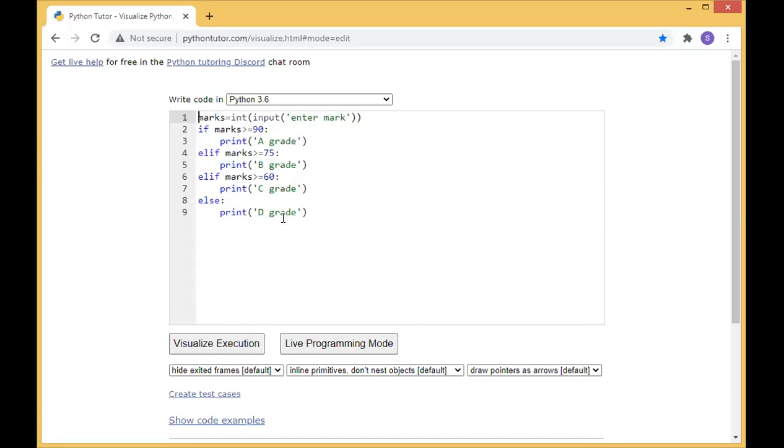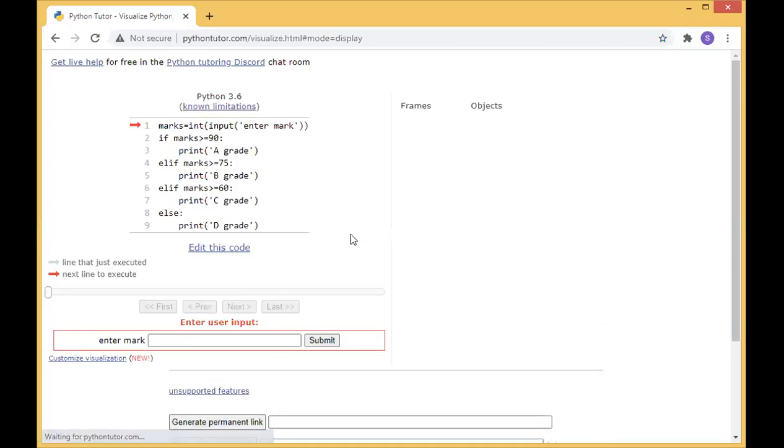Okay, so this is the program, that's all. Now we will check this program. So anyone tell me the mark, students? Give me a user input.